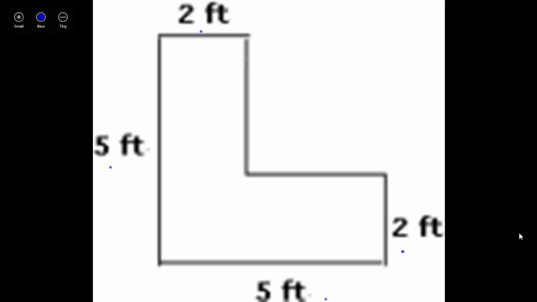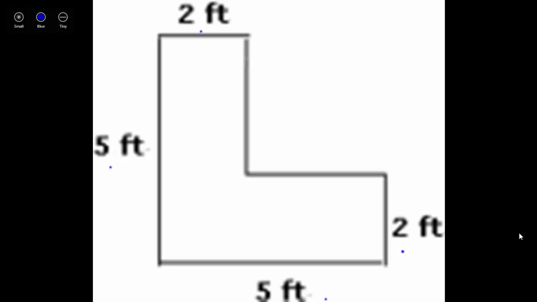We know that this is an irregular figure. We know how to find the area of a rectangle, but we don't know how to find the area of a figure like this. So what we're going to do is try to take this figure and make it into two different rectangles.